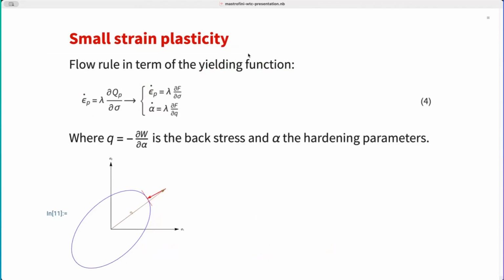Since we are in small strain plasticity, we consider the strain decomposed by an additive decomposition. So the total strain is generally composed of an elastic part and a plastic part. And to describe plasticity, we need a flow rule that describes how the plastic variable changes over the step of time. In particular, this relation tells us that the increment of the plastic variable is proportional to the derivative of a plastic potential.